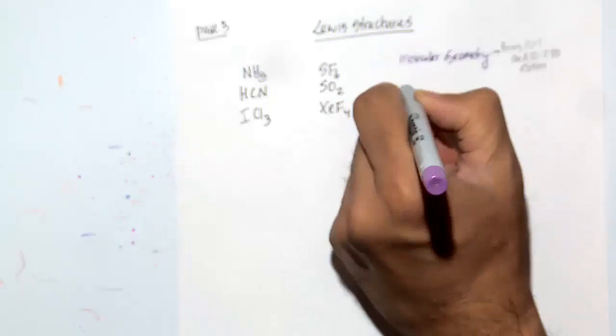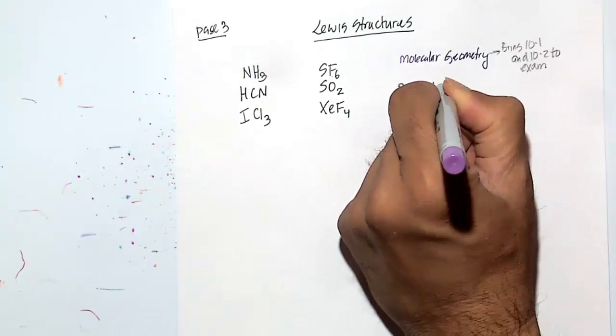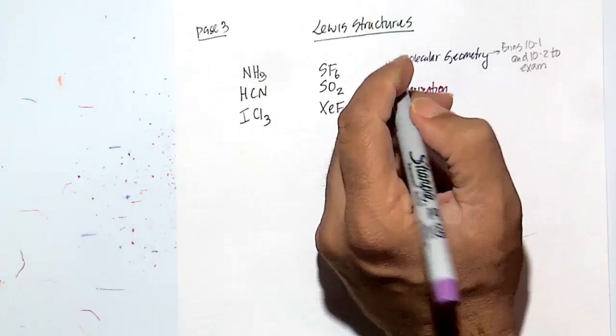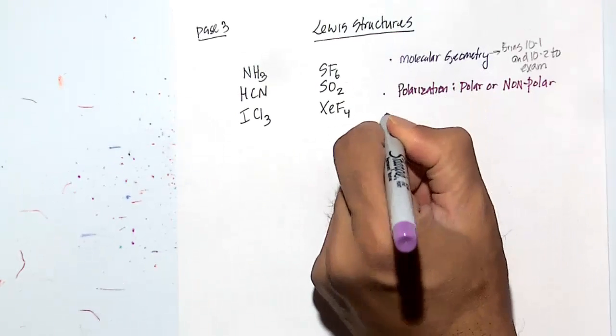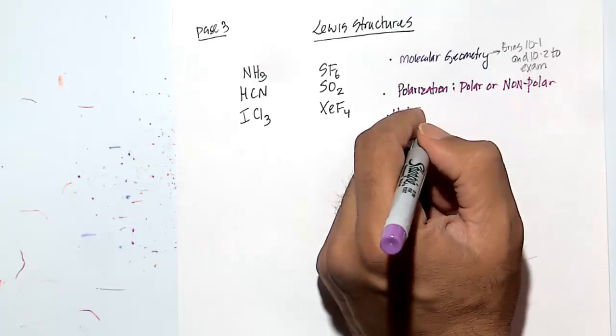You need to know polarity, whether it's polar or nonpolar. This will be important in chemistry too. And you're going to need to know hybridization, the mixing of the orbitals.